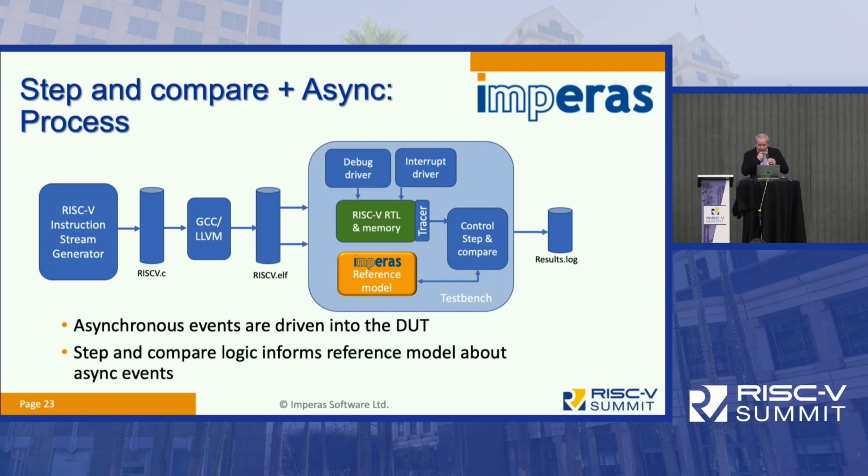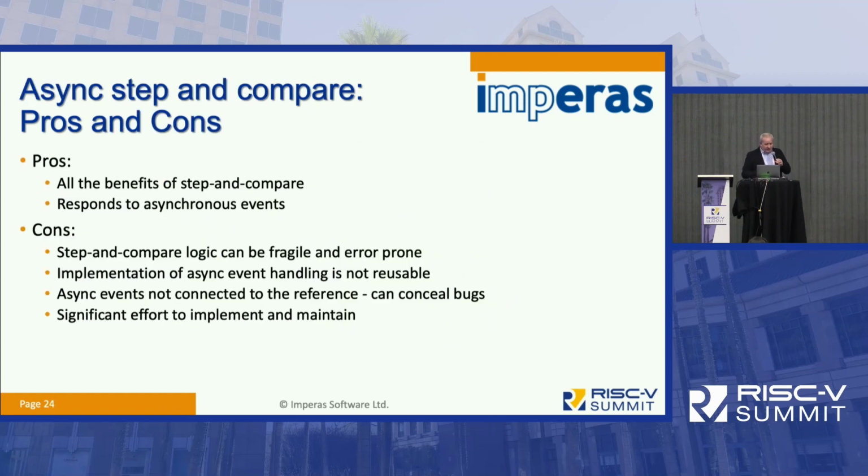The front end is very similar to what we saw in the previous. The main difference is that there is also a route from the control step and compare to guide the reference model for handling those asynchronous events as well. But one of the benefits of this, of course, is you get all the benefits of step and compare, and you also get the response to your asynchronous events.